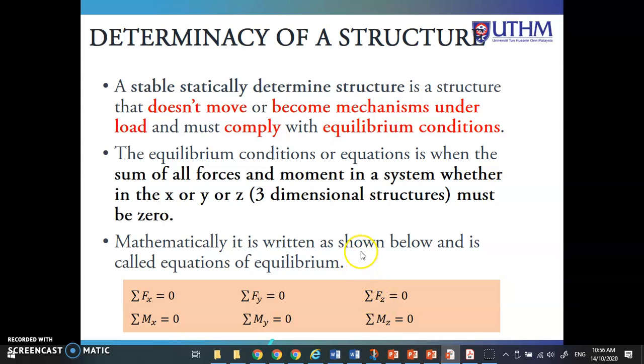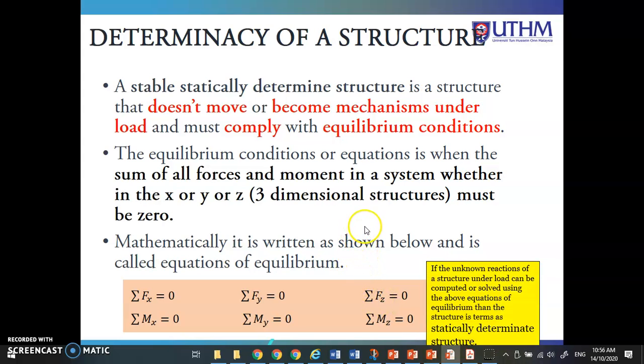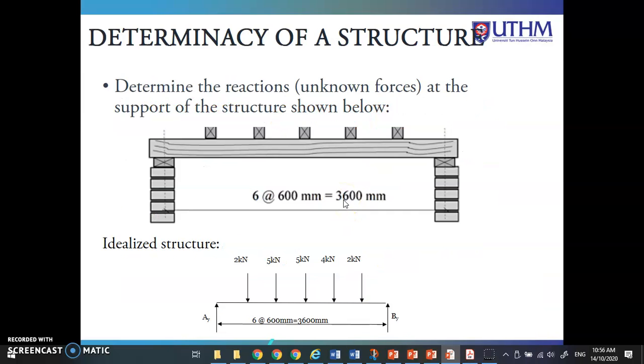Okay, so let's see the first example. Alright, if the unknown reactions of a structure under load can be computed or solved by using these equations, then the structure is termed a statically determinate structure. So maksudnya kalau kita boleh selesaikan menggunakan all these equations of equilibrium, that structure becomes a statically determinate structure.